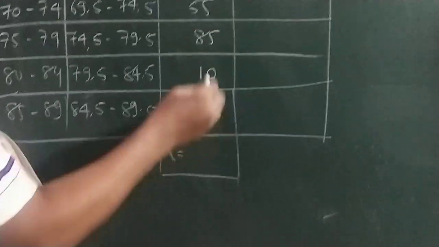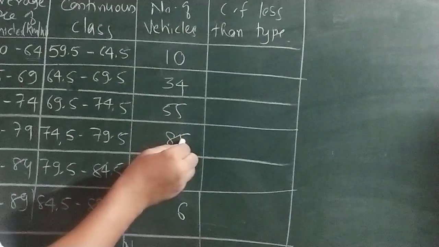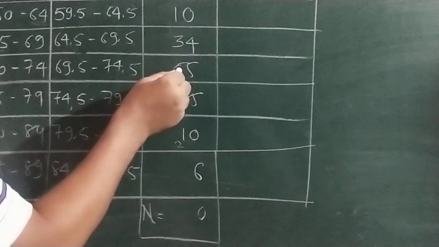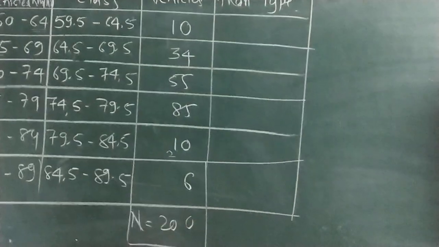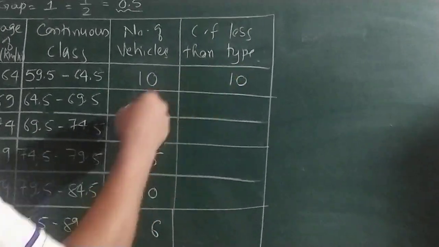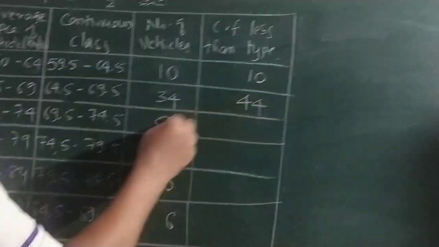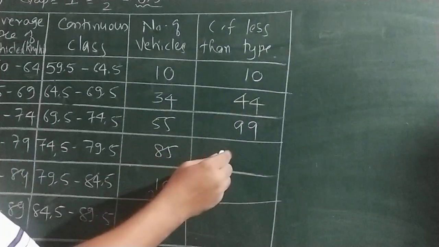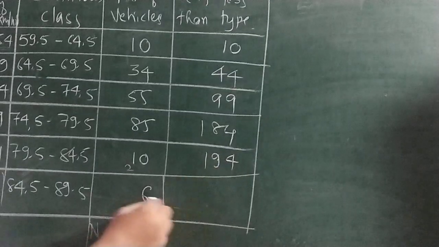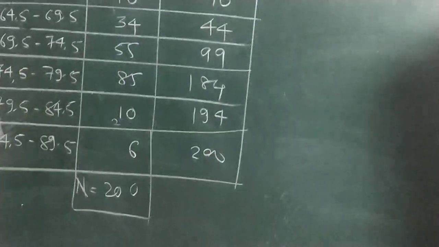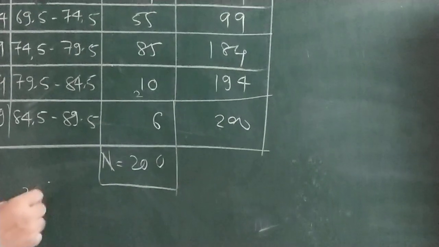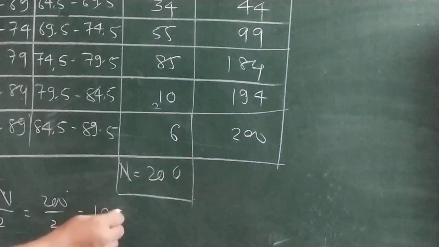Now add for n: 4 plus 5, 9; 9 plus 5, 14; 14 plus 6, 20; carry 2, 3, 11; 11 plus 5, 16; 16 plus 4, 20; 200. So the first number stays as it is. Now cross, zigzag: 44, 44 plus 55, 99; 99 plus 85, 184; plus 10, 194; and plus 6, 200. So now first I require n upon 2. 200 divided by 2 is 100.